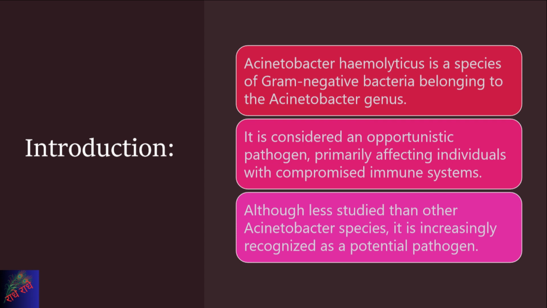This means that the bacterial cell wall is composed of a peptidoglycan layer and an outer membrane. It is an opportunistic pathogen, meaning it typically infects individuals with a weakened immune system. Although research on this particular bacterium has not been as extensive as on other Acinetobacter species, it is still being identified as a potential pathogen.